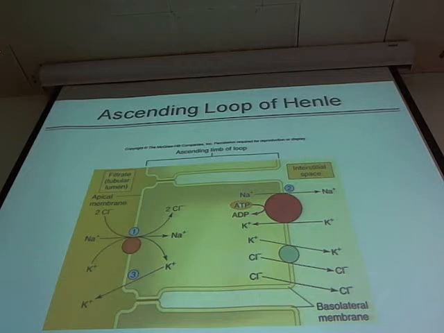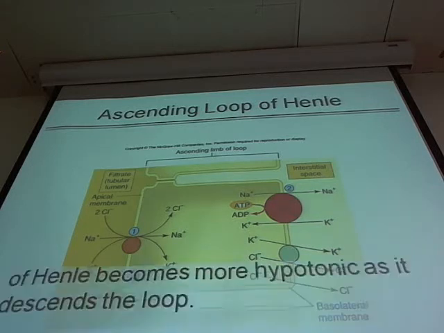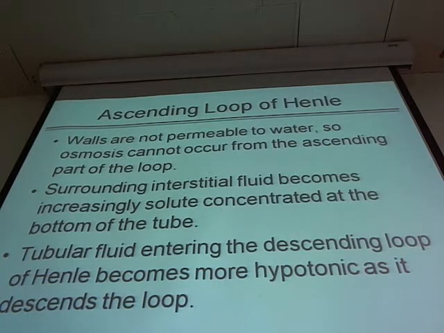See right here, you've got some sodium that goes back and forth. You're using this ATP to ADP to pump sodium out. You have potassium and chloride that will follow it. The ascending loop walls are not permeable to water, so you have no osmosis from there.